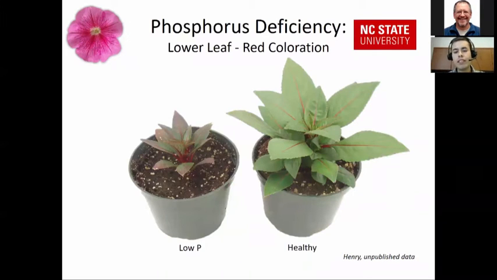So here are two New Guinea impatiens. The plant on the left was grown without any phosphorus at all, whereas the plant on the right was grown with a constant concentration of phosphorus. And the plant on the left, you can see, is extremely stunted. It has very red coloration, and the leaves are also stunted. So these are just some of the general symptoms you'd see with a severe phosphorus deficiency.